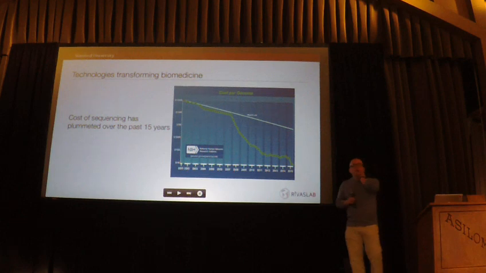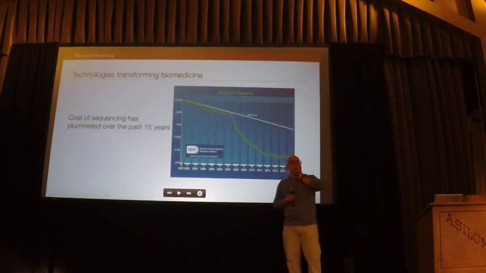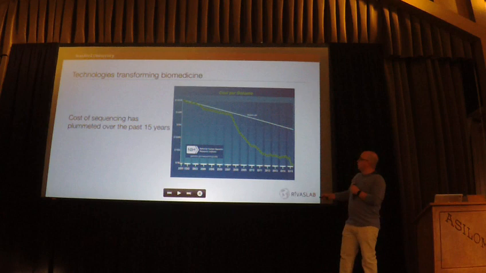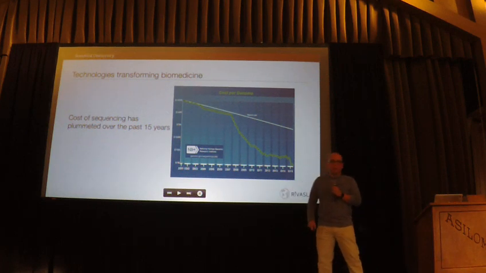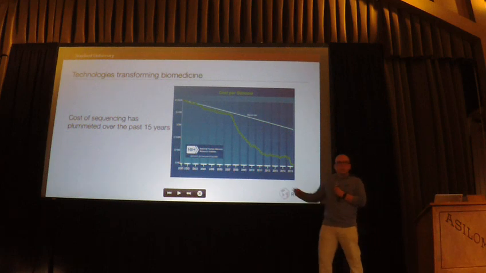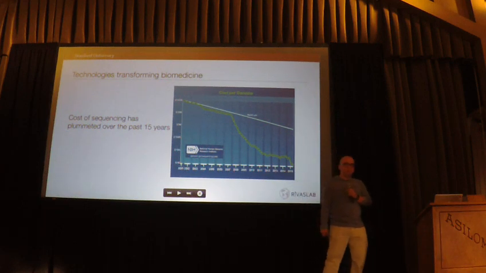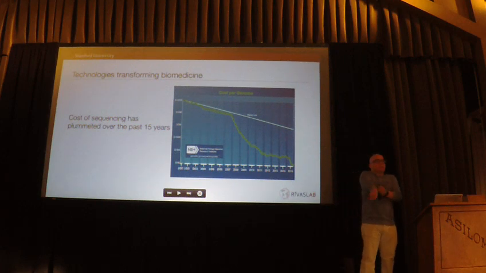Now, there are new technologies that are transforming biomedicine. One of those technologies is, of course, DNA sequencing technology. Many of you may have seen this plot in some of the popular press. What you're starting to see is that the cost of sequencing has plummeted over the past 15 years. In 2001, the cost of sequencing a human genome was approximately $100 million. And today it's affordable, at least in the research setting.